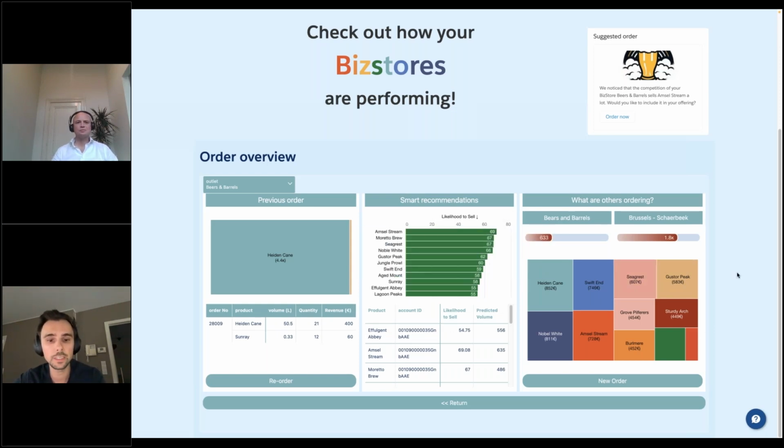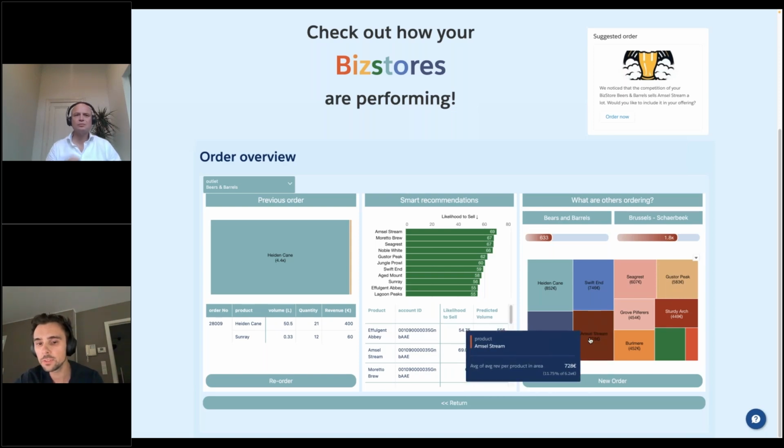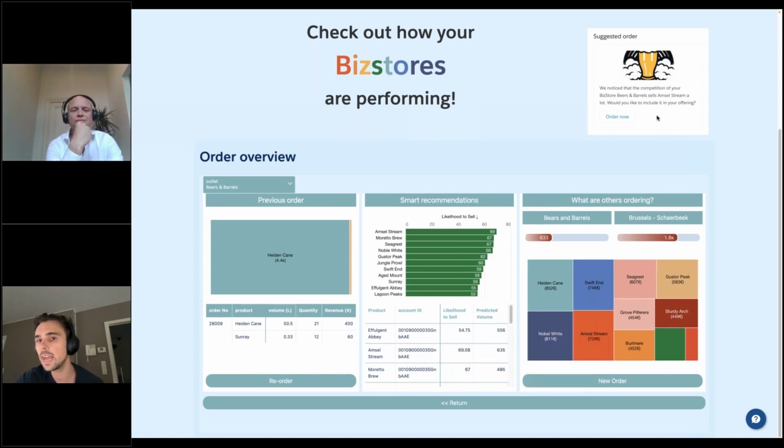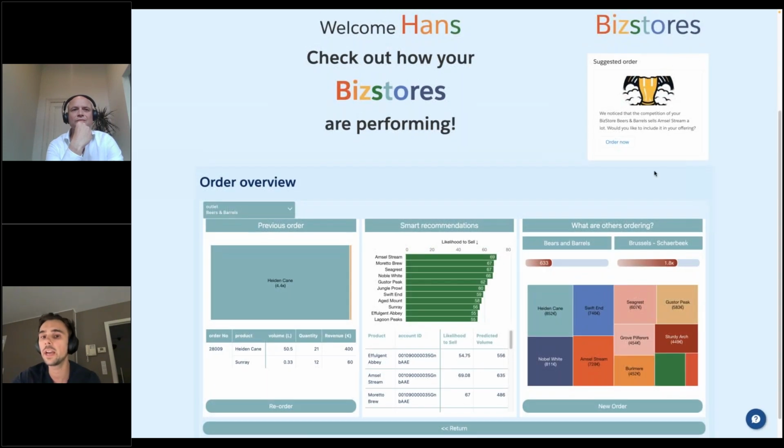There are also some smart recommendations. But what I really want to focus on is this: what are others ordering? I see again Hyde & Kane, Swift and Noble White, and so on. And I'm really focused on the Amstel Stream, because the other brands I mostly already have in my store. Amstel Stream has been selling very well along the competition. So indeed, I can understand why there is a suggested order saying, please include it in your offering.